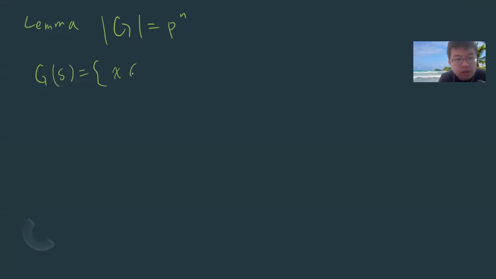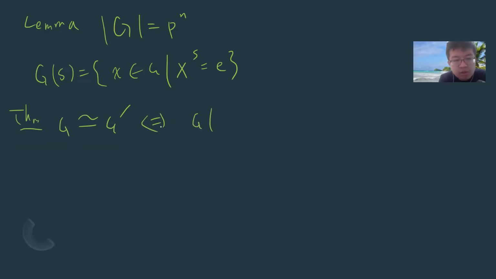Okay, so let's do the lemma. In this video I'm talking about a p-group. So I can define G of s, which is all the x in the group G which satisfy x to the s is e. Theorem: G and G prime are isomorphic if and only if G of s equals G prime of s for every s, where s must be some integer.